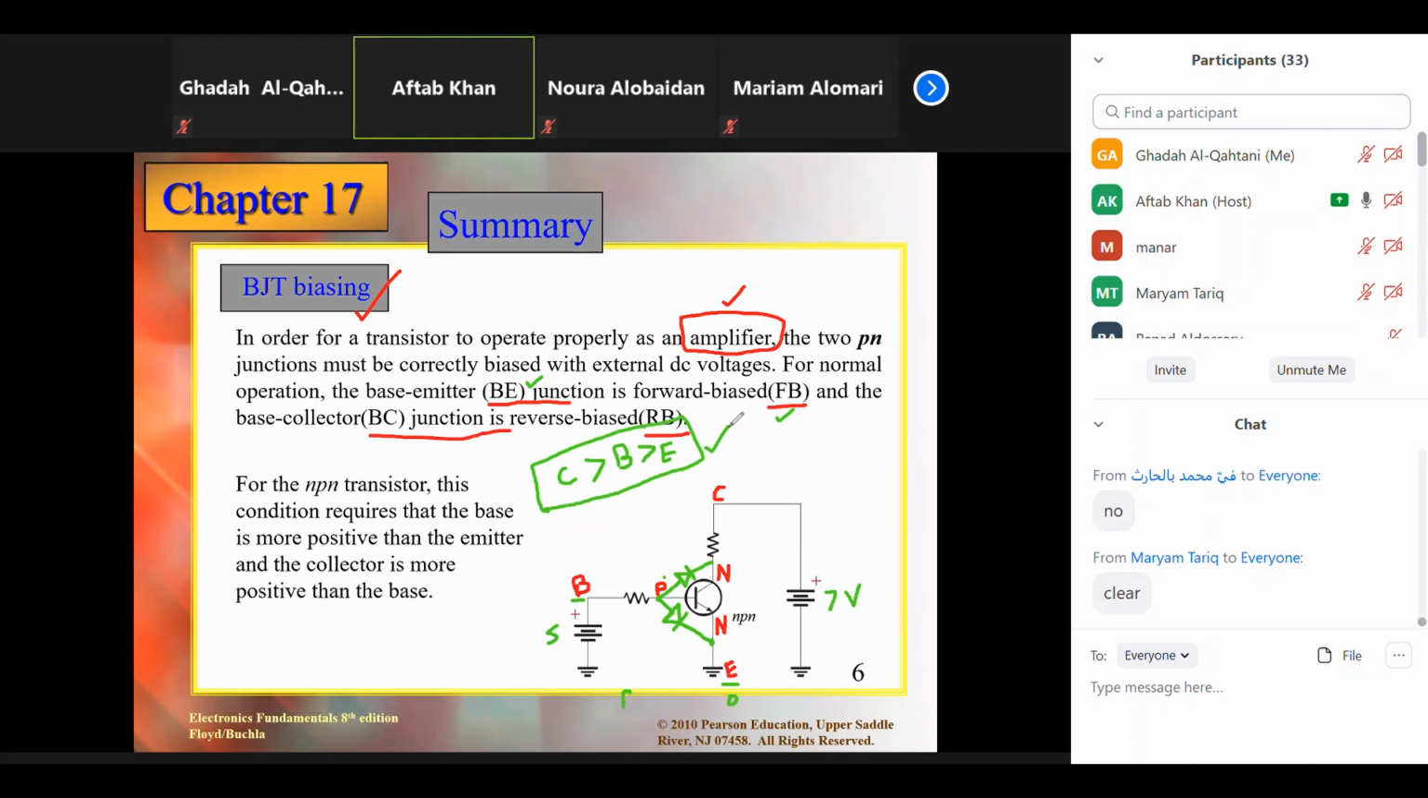Okay, so clear. Once the setup is ready, girls, what will happen? Then here we will apply the AC voltage which we want to amplify. So after amplification, we will get the voltage here at the output. We'll see this later on.